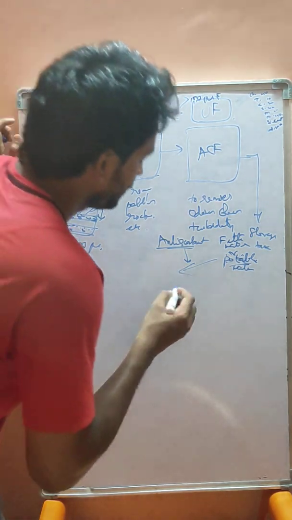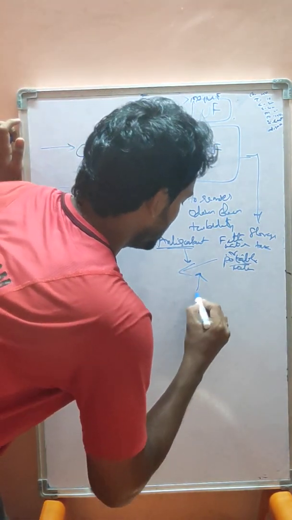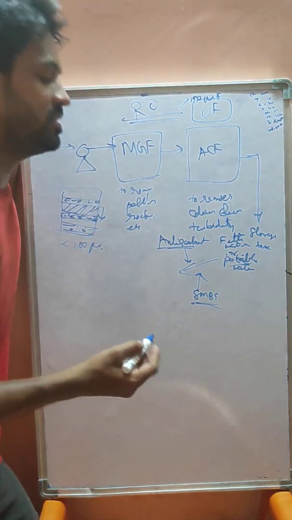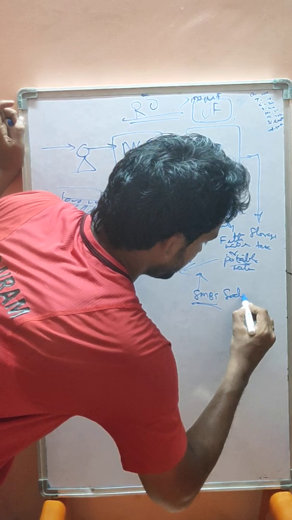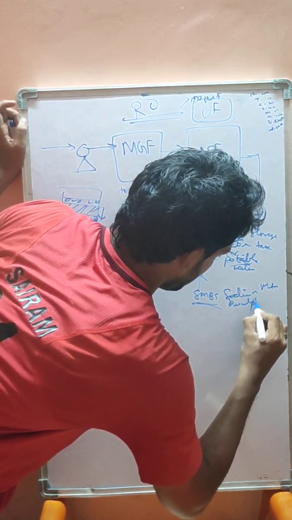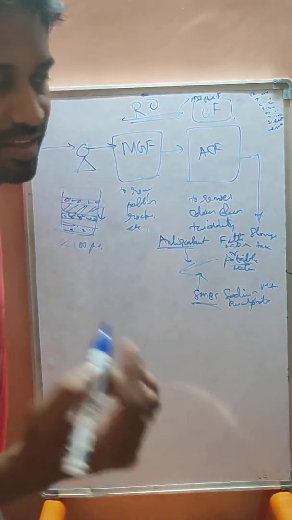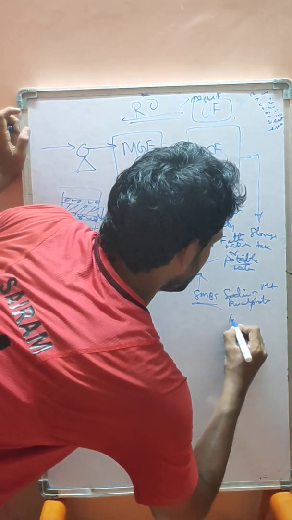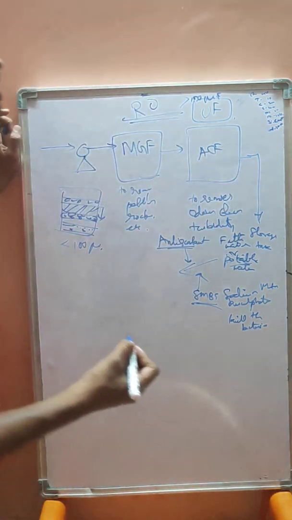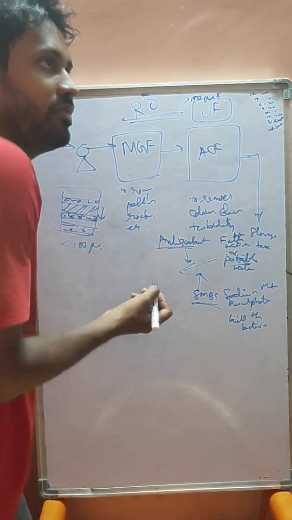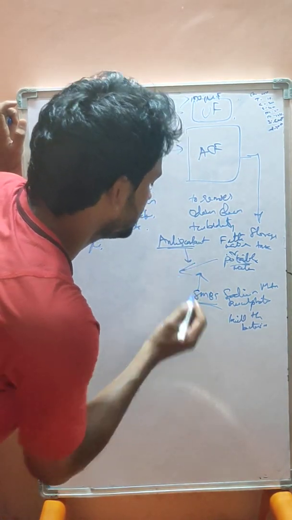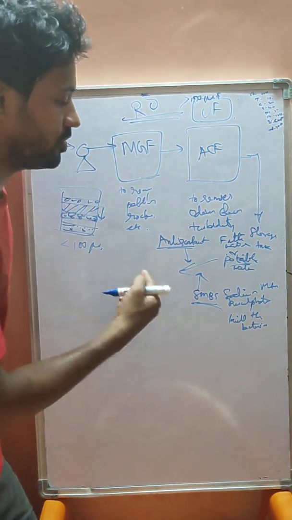Okay. After that, SMBS is added. SMBS is sodium metabisulfite. It is especially added to kill the bacteria in the water. After that, pH correction also will be done here.